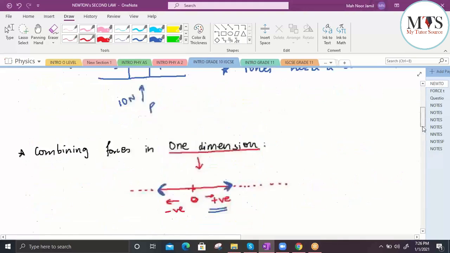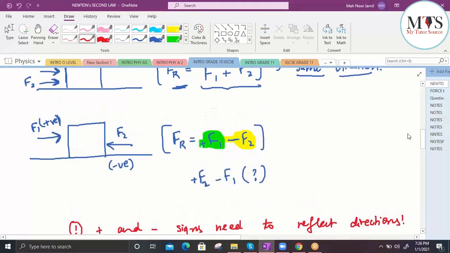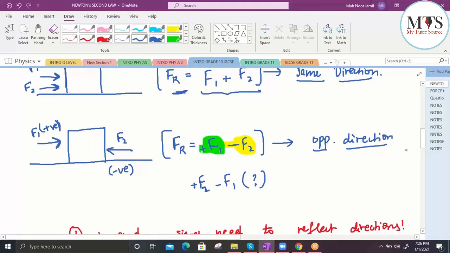Hence why we can't just simply add up or subtract numbers the way we do in scalar quantities, right? So here we see that when your forces are acting in opposite directions, you combine them by subtracting, making sure that the negative sign is always next to that one force which is in the opposite direction. Is this clear?